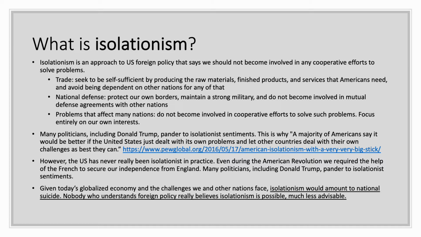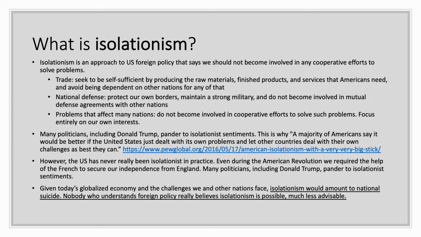However, the reason I say it's pandering is because everybody who really understands foreign policy knows that we've never actually been isolationist in practice. Even during the American Revolution, we got the help of France. Otherwise, we never would have won our independence from England. We have never operated completely alone. And so, when Trump and people like this pander to these sentiments, they are really behaving in quite an unrealistic manner and misleading Americans to believe that it's possible to function that way.